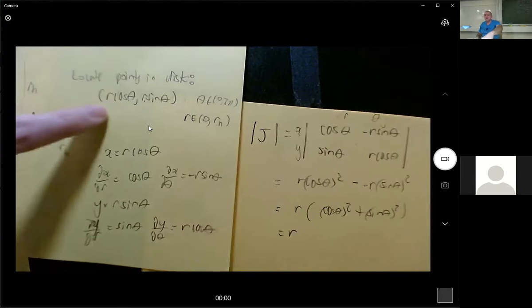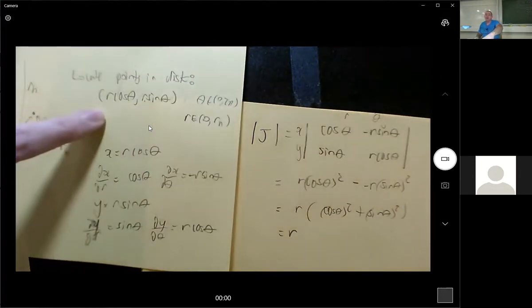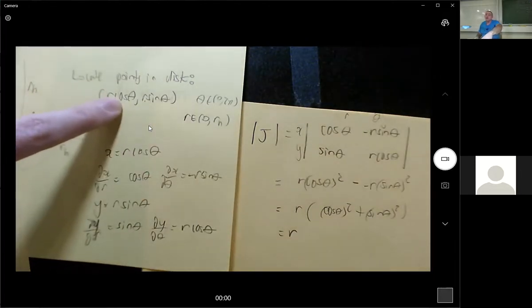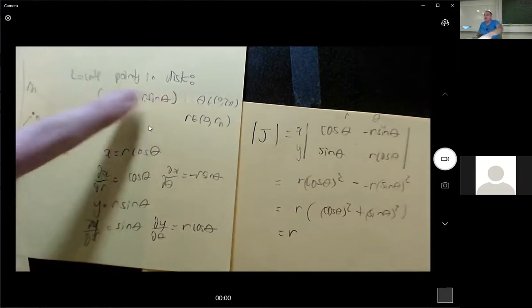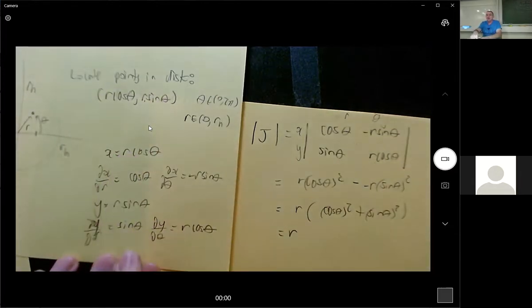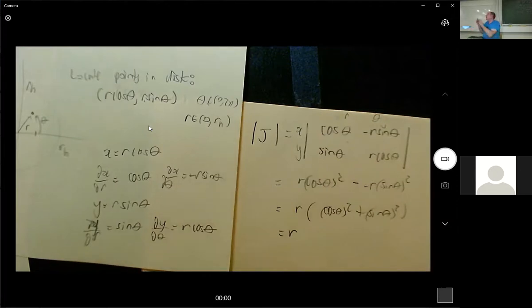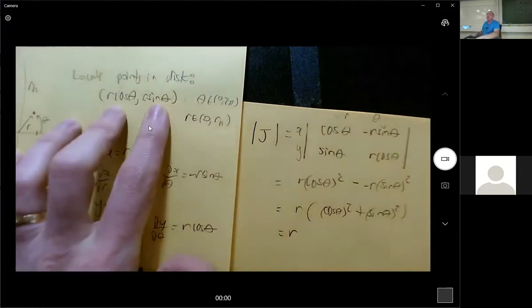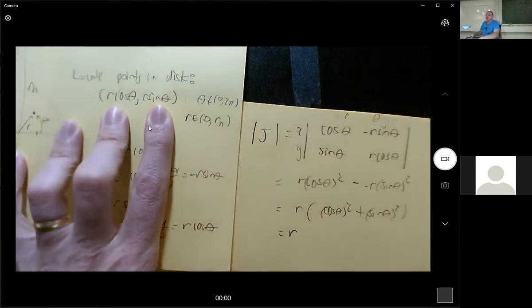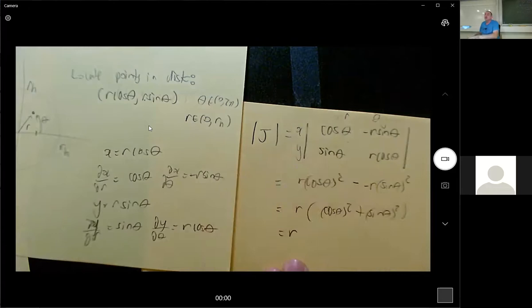So I started with creating the points. Every point in this disk has its x coordinate as this and its y coordinate as this. I've differentiated those to produce this matrix, and it comes out to r. I believe in your course notes it says that if you set up this parameterization, then it's automatic that the Jacobian will come out to be r.